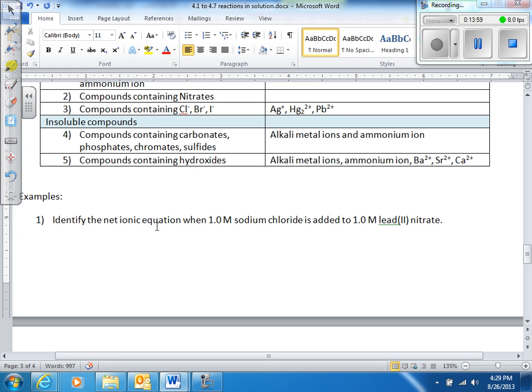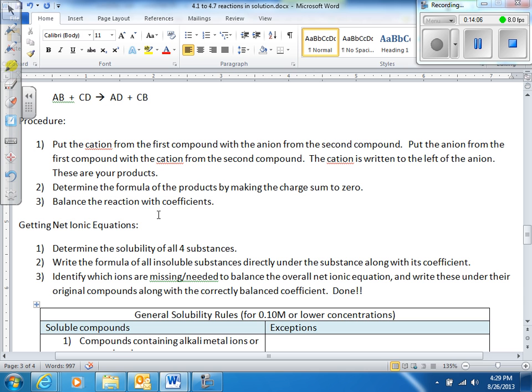So first we need to, what do we need to do? I'm back at another place. We put the cation for the first compound with the anion from the second compound, and the anion from the first with the cation from the second.